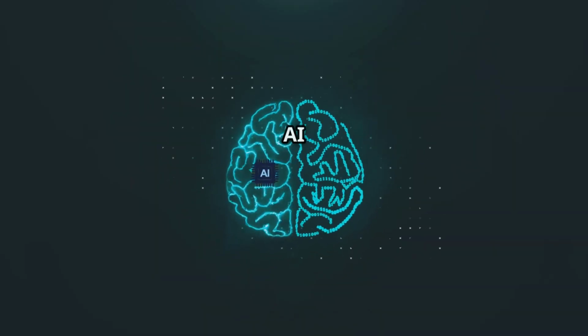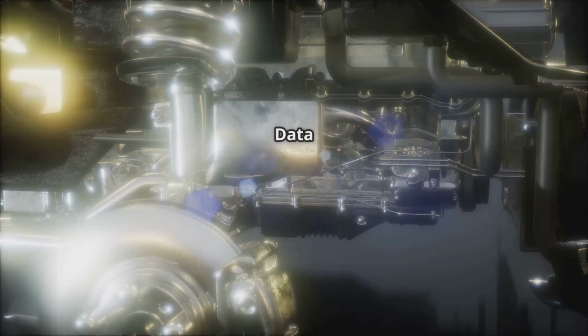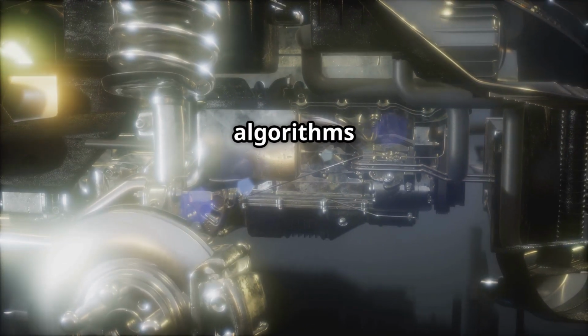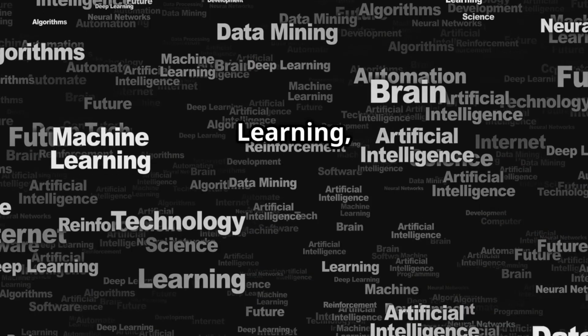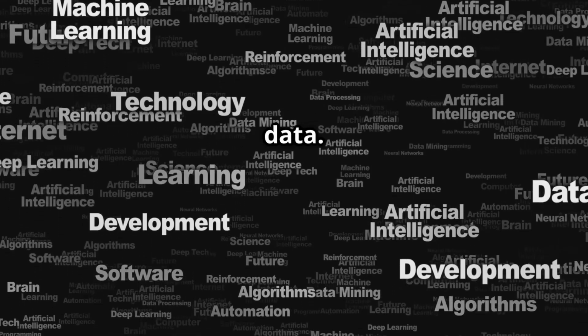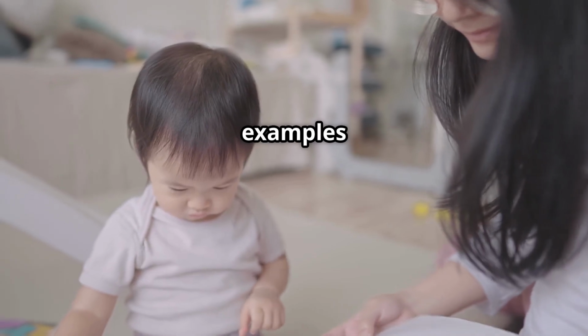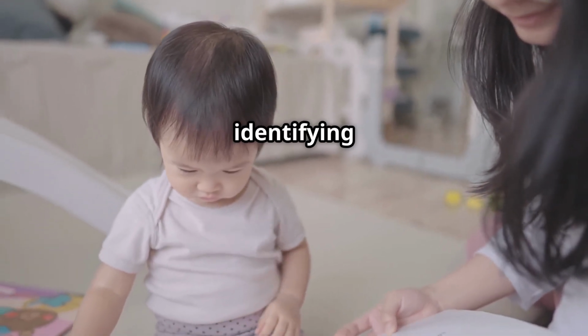Now let's talk about how AI works. At its core, AI relies on data and algorithms. Data is the fuel, and algorithms are the engines. Machine learning, a subset of AI, is the process where these algorithms learn from data. Picture it like teaching a child to recognize cats. The more examples you show, the better they get at identifying them.